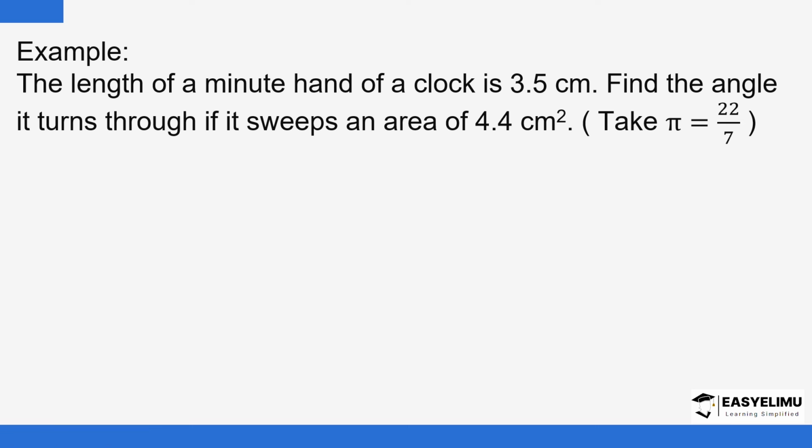So let's see some of the questions involving applications of area of a sector. We have the length of a minute hand of a clock, which is 3.5 centimeters. You're supposed to find the angle it turns through if it sweeps through an area of 4.4 square centimeters. So we'll still use the formula.